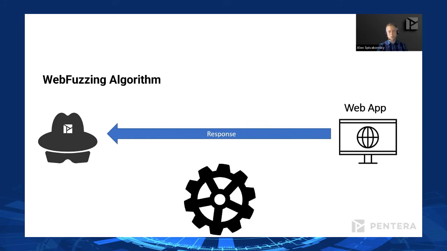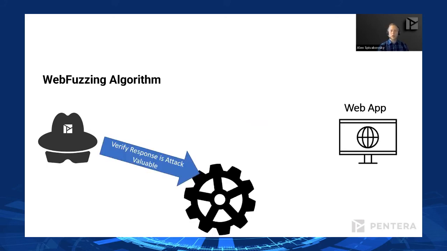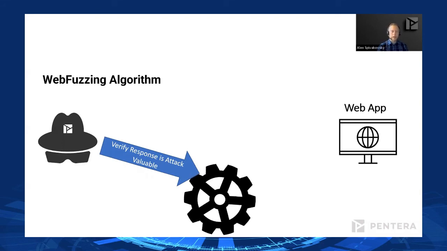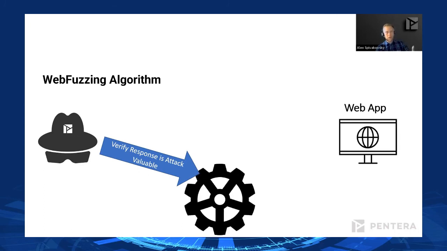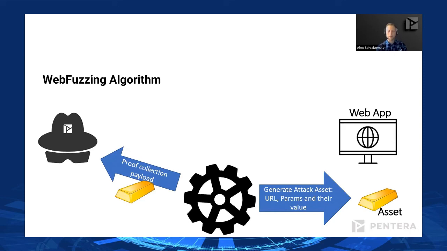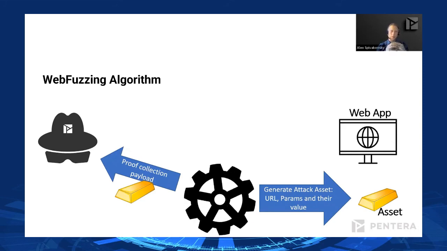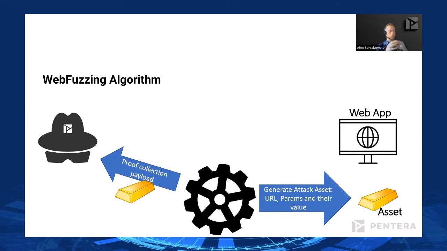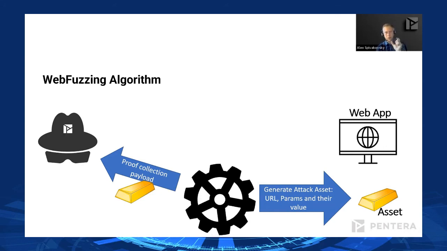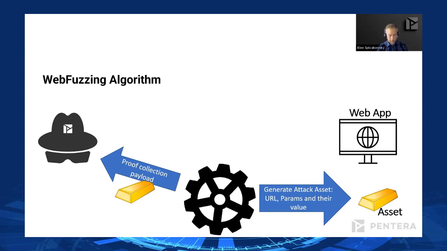We get a response from the web application, and we verify if the response is attack valuable. Attack valuable means that using parsing of the response, we can derive an asset, okay? And if the page is vulnerable to a family of attacks using the specialized input, we will save the URL and the parameters that gave us this effect.